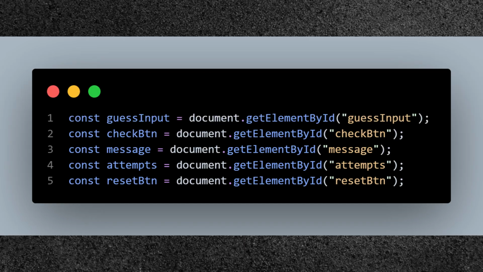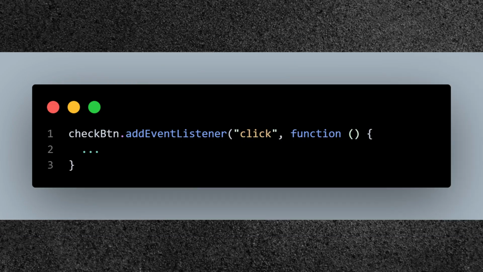Here, we use document.getElementById to grab the elements we created in the HTML. This lets us access the input box, buttons, and the p elements to show messages and attempts. Now we add a click event listener to the check button. When the player clicks the button, this function will run.